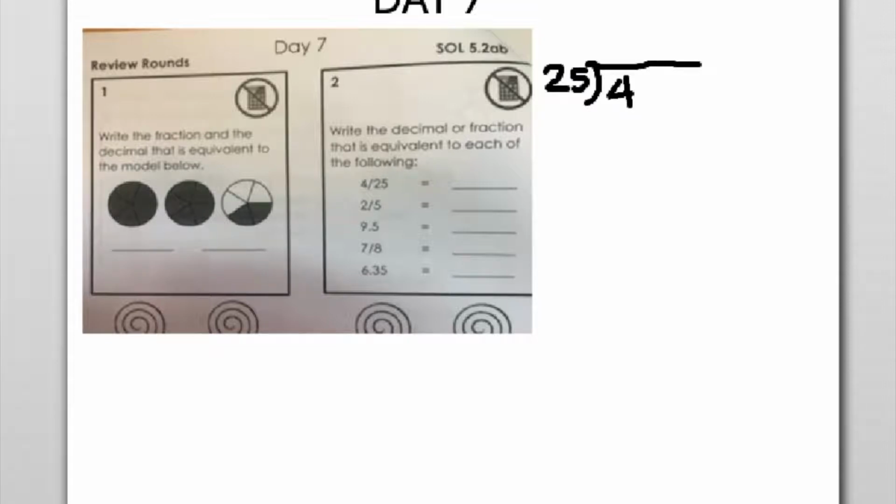Now, can you fit 25 into 4? No, we cannot do that. 25 is way bigger than 4. So what do we need to add to 4 to make it look bigger? Well, let's add a 0. But we have to keep 4 at its true value. So we need to add that decimal and then add a 0. So it kind of looks like 40. Now, if we add a decimal, it needs to be brought up.